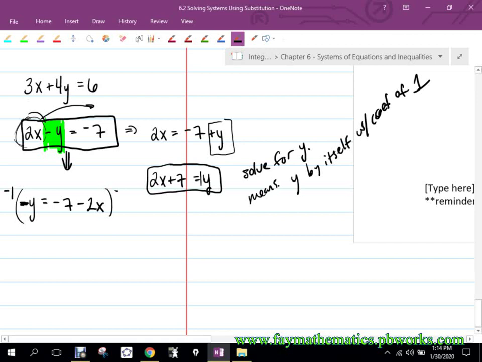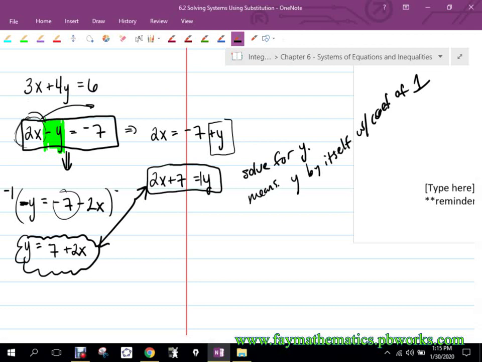what's a negative times a negative? Positive. So is that going to change that to a positive y? Yeah. If I multiply negative 7 by a negative 1, what's that going to change it to? Positive 7. And if I multiply negative 2x by a negative 1, it changes to positive 2x. Is that the same thing as that there? Yeah, just things are jockeyed around with addition, but that's okay. We've got the commutative property of addition. Does that make sense?